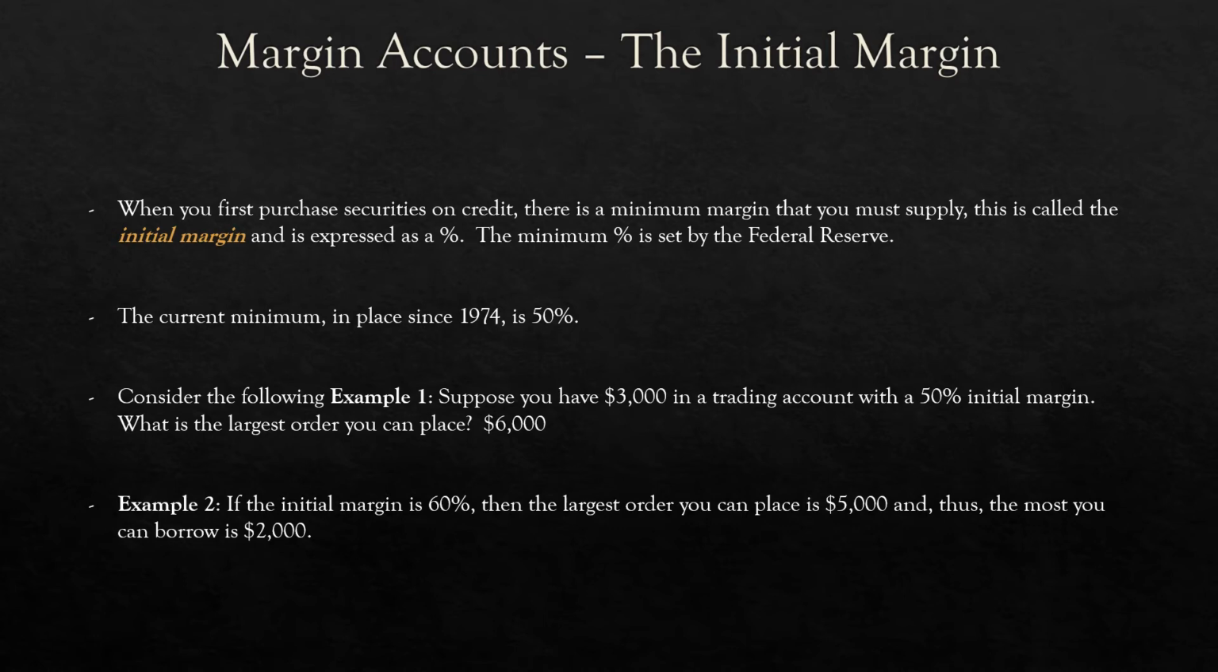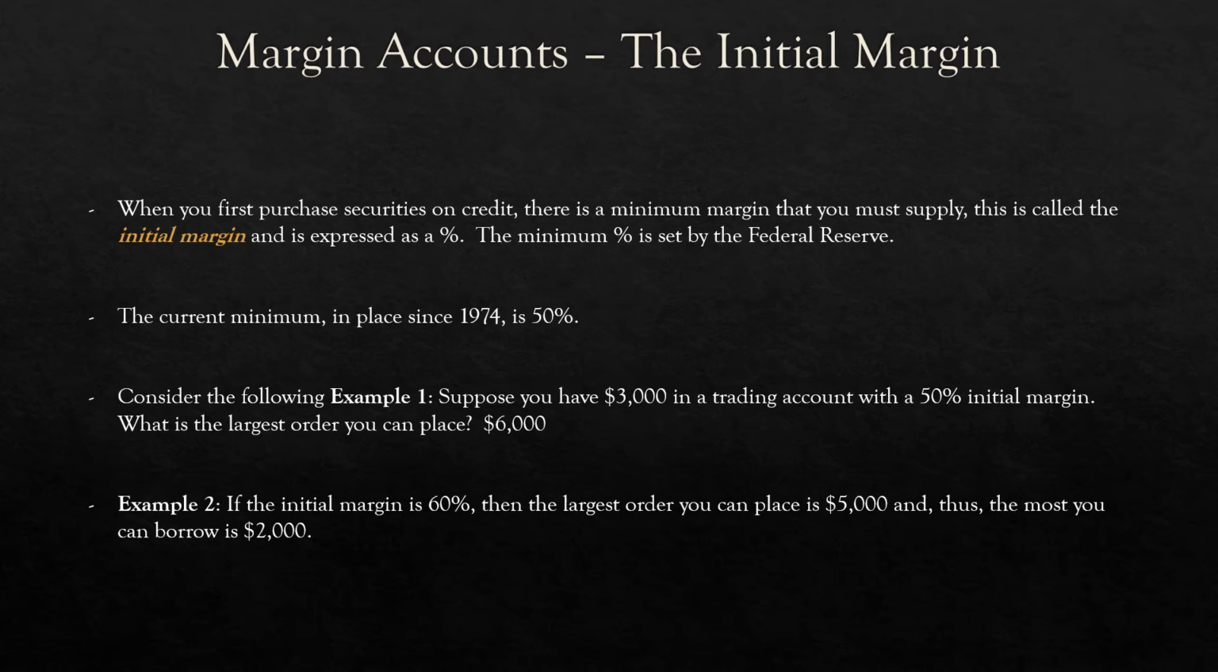So margin accounts will often have an initial margin. When you first purchase securities on credit, there's a minimum margin that you must supply. This is called the initial margin, and it's expressed as a percent. The minimum percent is set by the Federal Reserve. The current minimum, in place since 1974, is 50%.